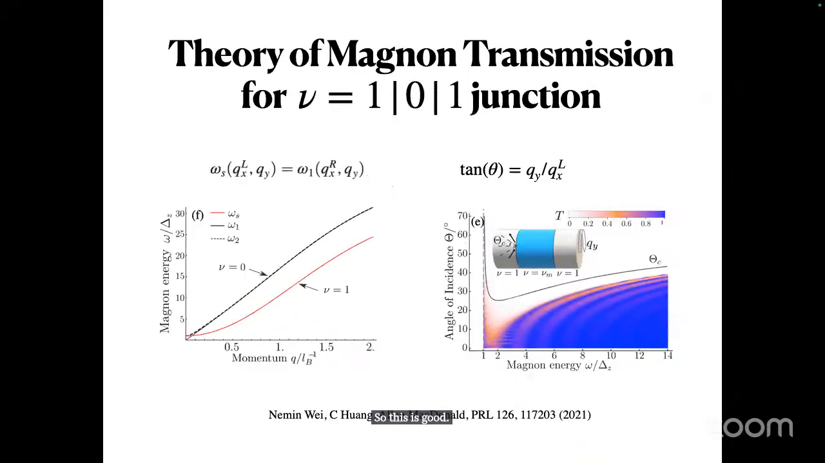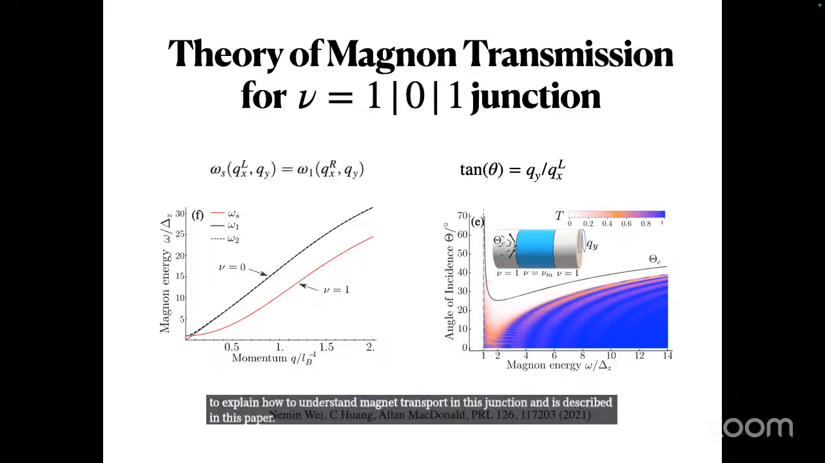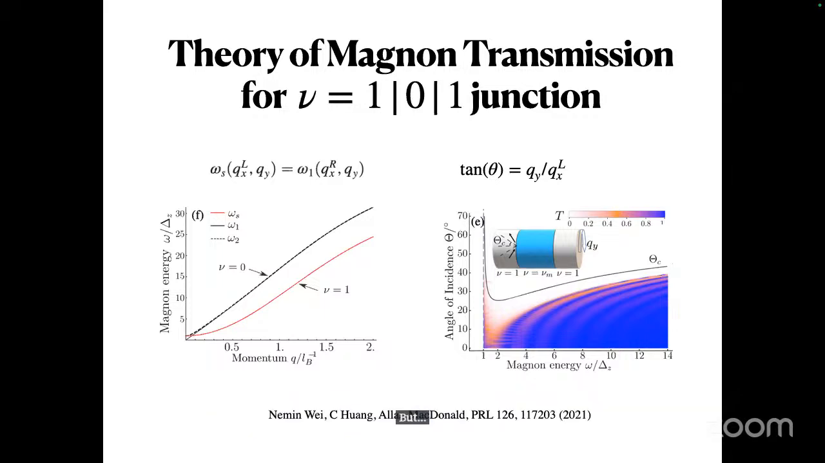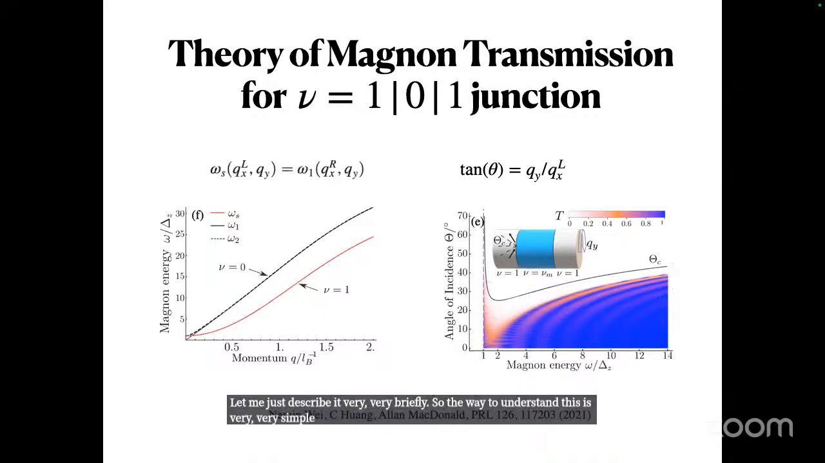We have a theory to understand and explain magnon transport in this junction, and it is described in this paper. But let me just describe it very, very briefly. The way to understand this is very, very simple. It's just like very simple optics.